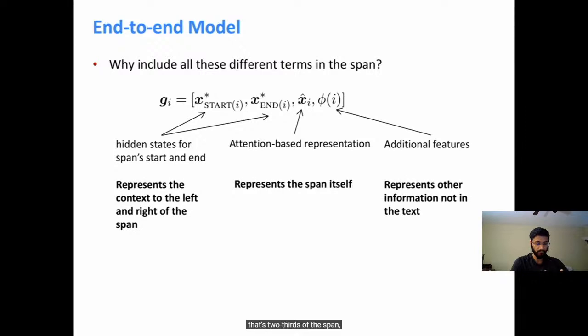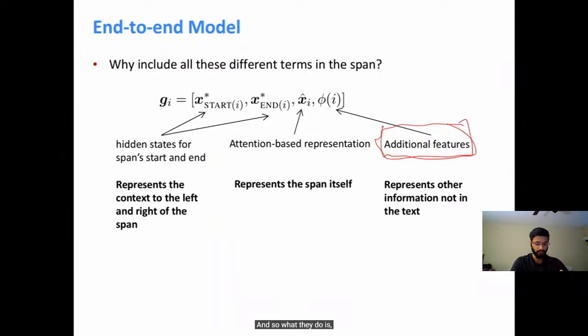so that's 2/3 of the span, but they still have over here these additional features. They want to be able to mark speakers and addressees. They want to mark other things like the grammatical role in which things occur. It's still useful to have some additional features.